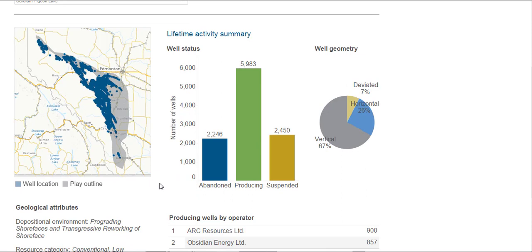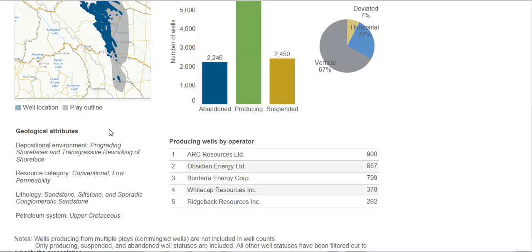Looking at the charts, the map on the left of the dashboard shows the subsurface geological extent of the play and the associated wells within that play. Below the map, there is text describing the play's corresponding geological attributes. This includes its depositional environment, resource category, lithology, and petroleum system.